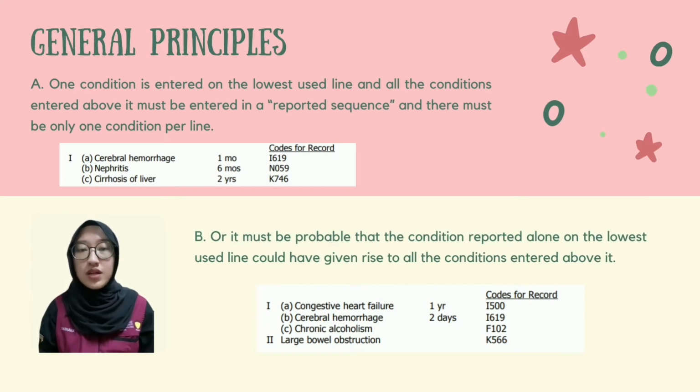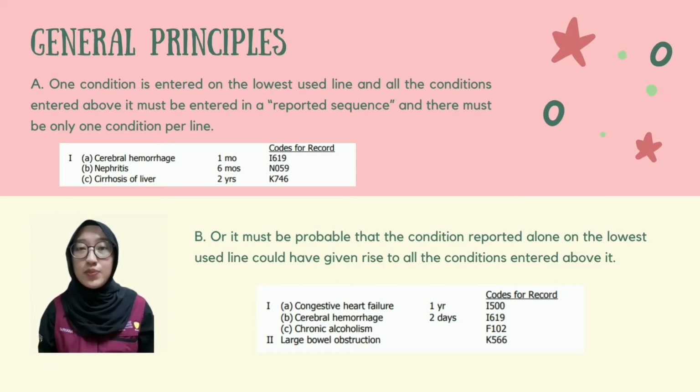Or it must be probable that the condition reported alone on the lowest used line could have given rise to all the conditions entered above it. So here from the example, select chronic alcoholism. It is not necessary for the conditions on A and B to be causally related, since the condition entered alone on C can give rise to both conditions. Congestive heart failure is due to chronic alcoholism and cerebral hemorrhage is due to chronic alcoholism.